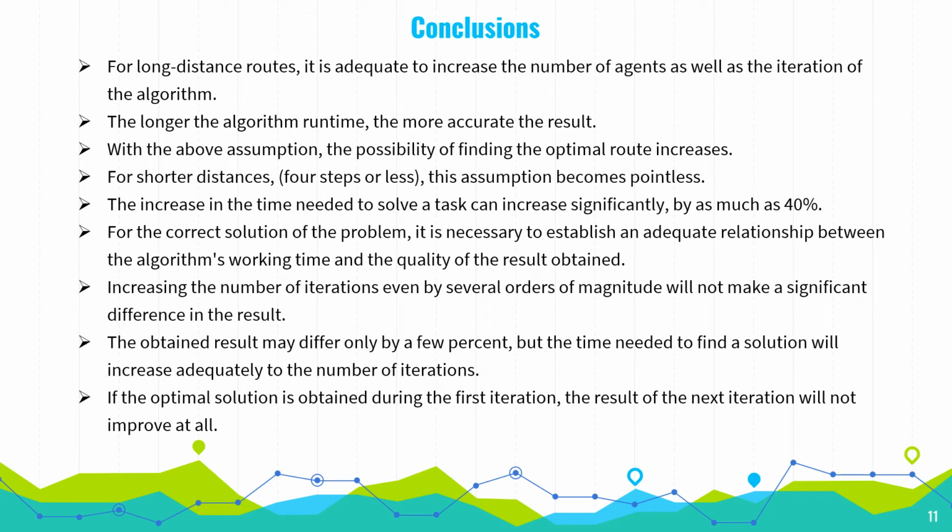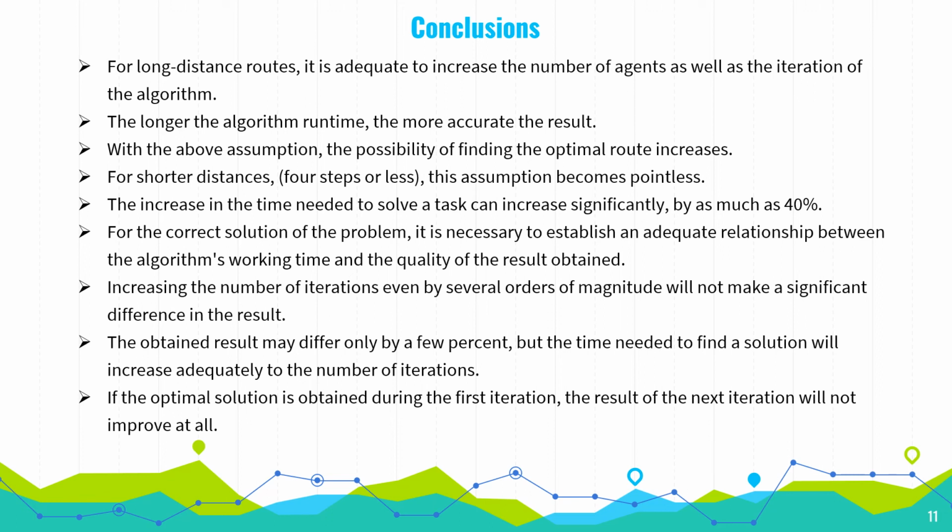For shorter distances, if there are only 2, 3, 4 connections between points to get from the start point to the end point, the above assumptions are no longer valid. The increase in the time needed to solve a task can increase significantly, by as much as 40%. So we change parameters, but the time goes up 40%. Beyond that, it does not really change. The increase of time and calculation does not really change our results.